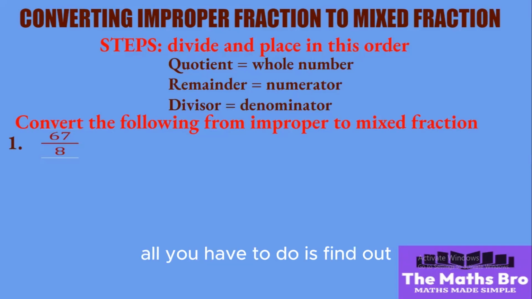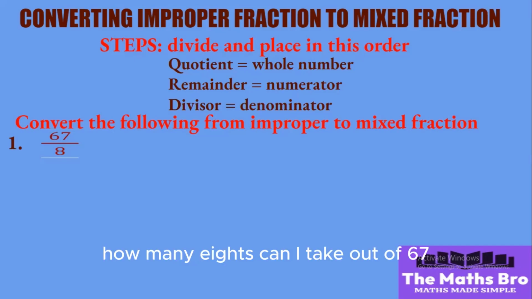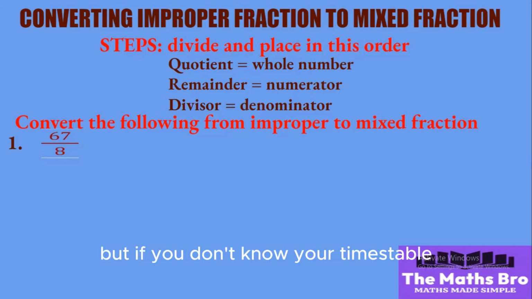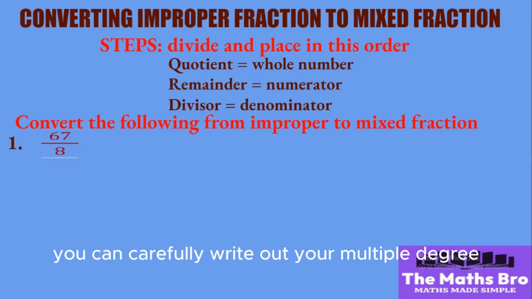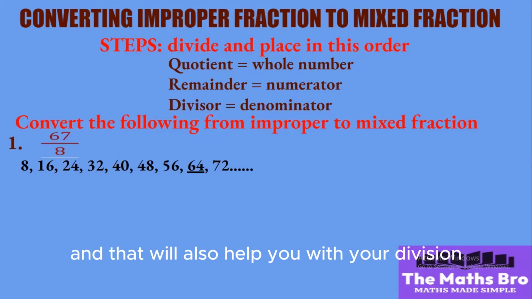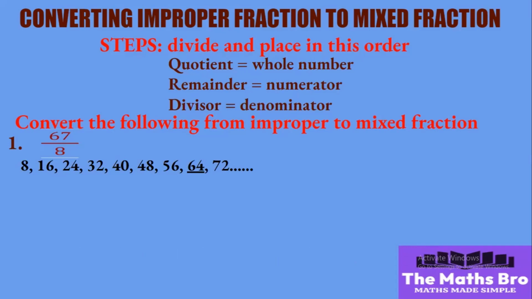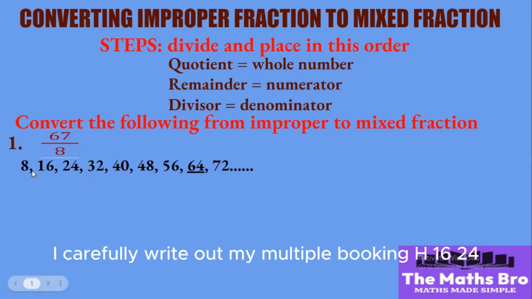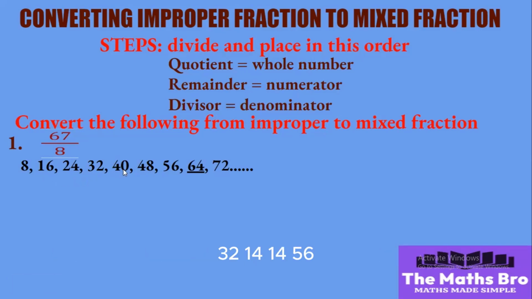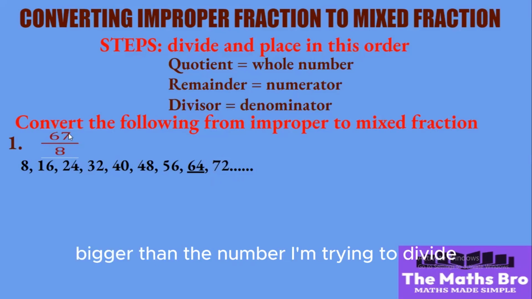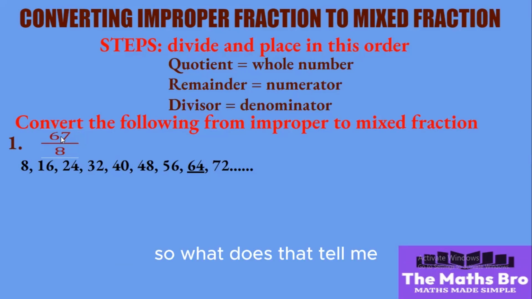All you have to do is find out how many 8s I can take out of 67. But if you don't know your times table, you can carefully write out your multiples this way, and that will also help you with your division. Since I'm using 8 to divide 67, I carefully write out my multiples of 8. 8, 16, 24, 32, 40, 48, 56, 64, and I have 72. But if you look carefully, you see that 72 has gone bigger than the number I'm trying to divide, which is 67. So what does that tell me?